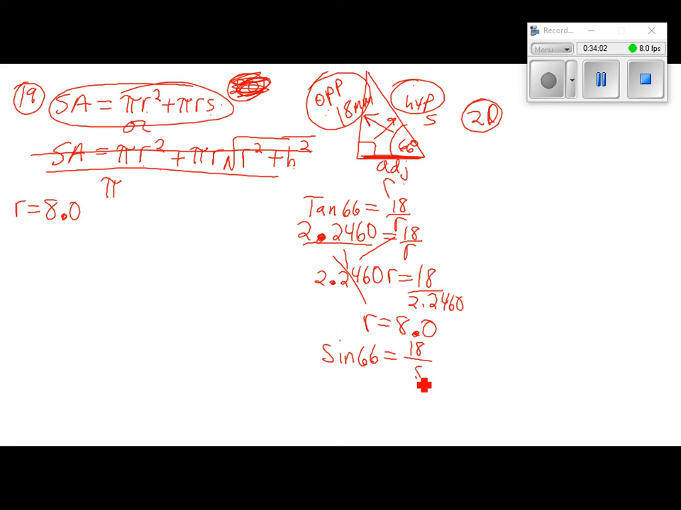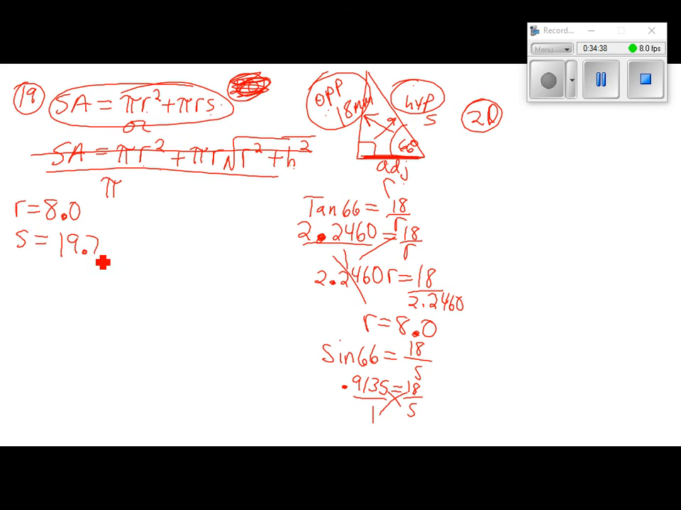Punch in your calculator, find the sine of 66. You end up with 0.9135 equals 18 over s. Put a 1 underneath that, we cross multiply, and you're just going to end up finding s, and I'm going to just do it on my calculator here. So we end up with 18 divided by 0.9135, and I end up with about 19.7 is the slant height of that cone.